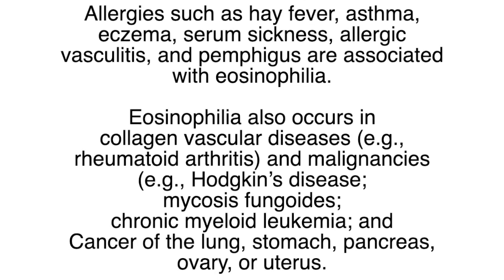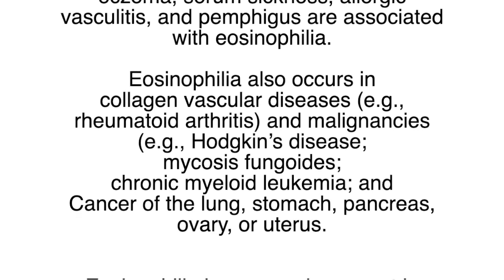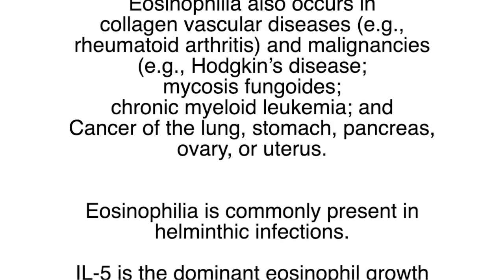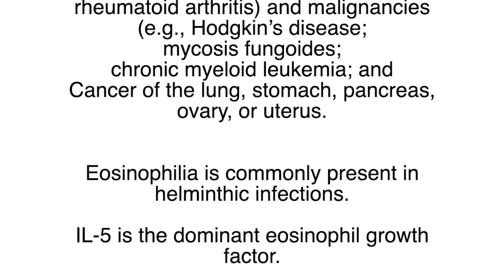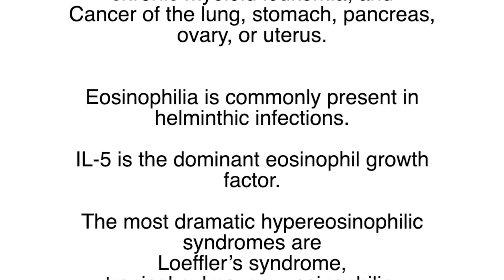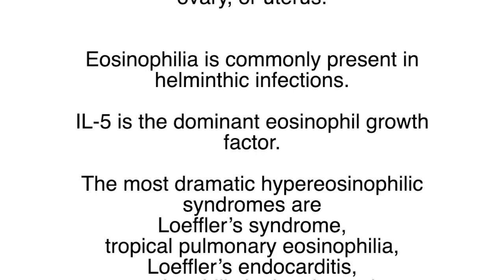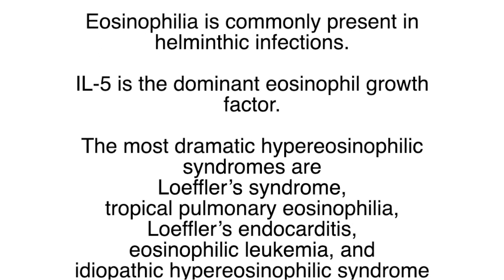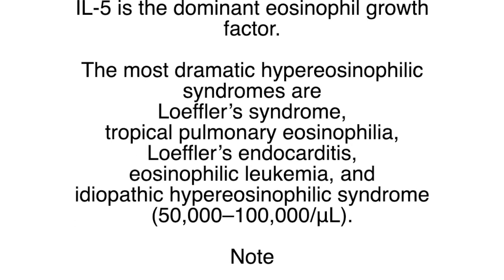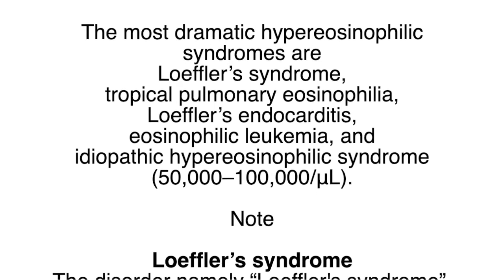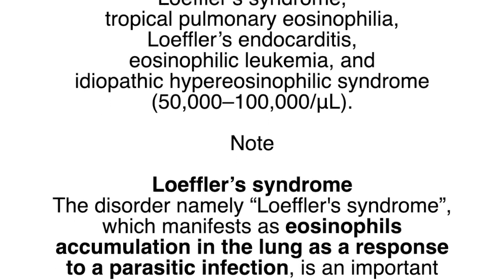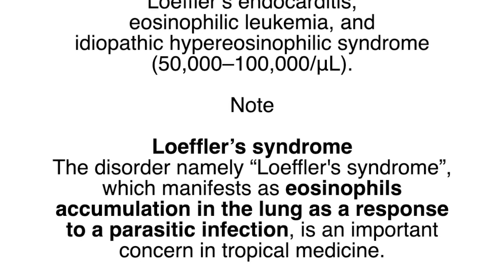Eosinophilia also occurs in collagen vascular diseases, for example rheumatoid arthritis, and malignancies, for example Hodgkin's disease, mycosis fungoides, chronic myeloid leukemia, and cancer of the lung, stomach, pancreas, ovary, or uterus. IL-5 is the dominant eosinophil growth factor. The most dramatic hypereosinophilic syndromes are Loeffler syndrome, tropical pulmonary eosinophilia, Loeffler's endocarditis, eosinophilic leukemia, and idiopathic hypereosinophilic syndrome with a count of 50 to 100,000 per microliter.